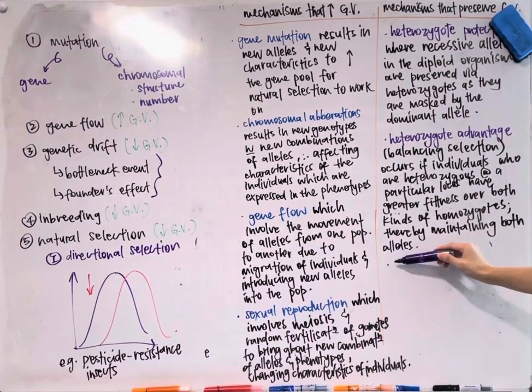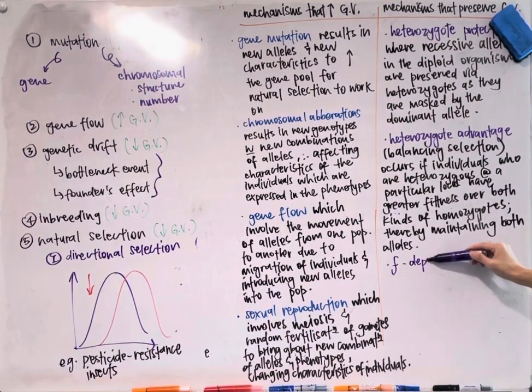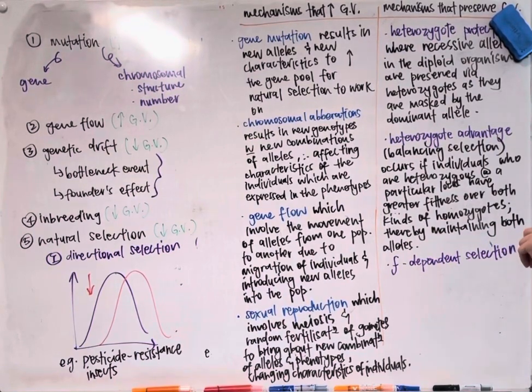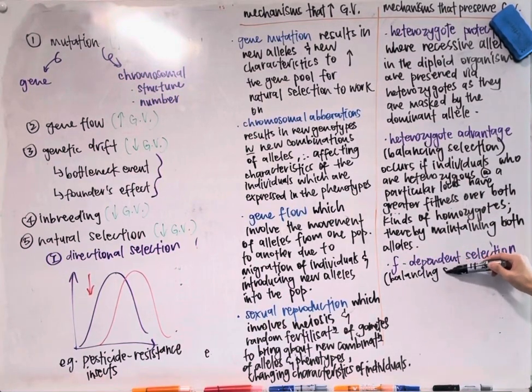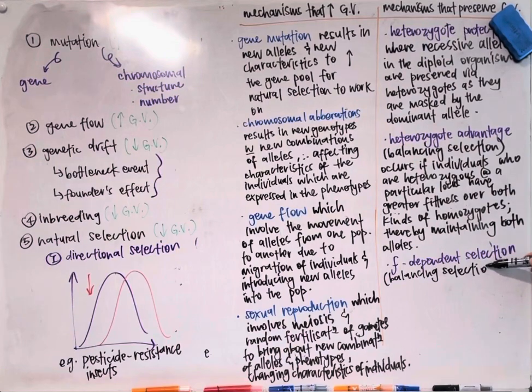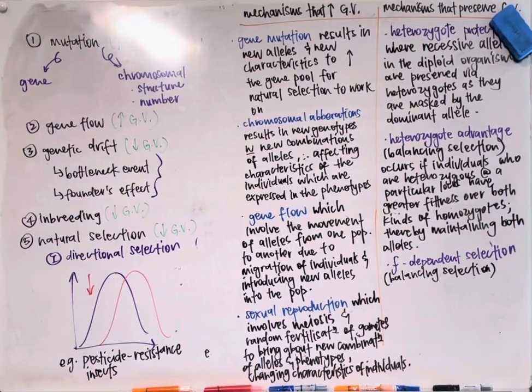Next one, another type of balancing selection is what? Frequency dependent selection. Please take note, this is also part of balancing selection. So what does frequency dependent selection describe? Usually it describes that if a particular phenotype becomes too common, it will decline in numbers. So the frequencies of different phenotypes oscillate over time.